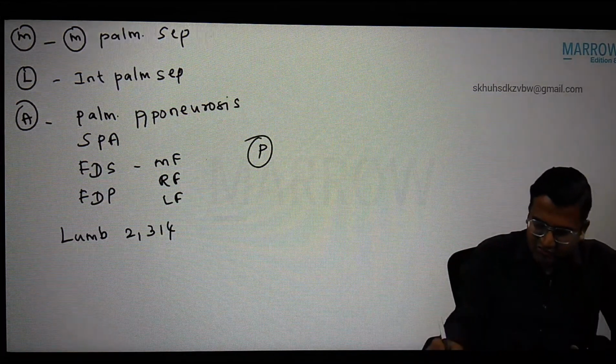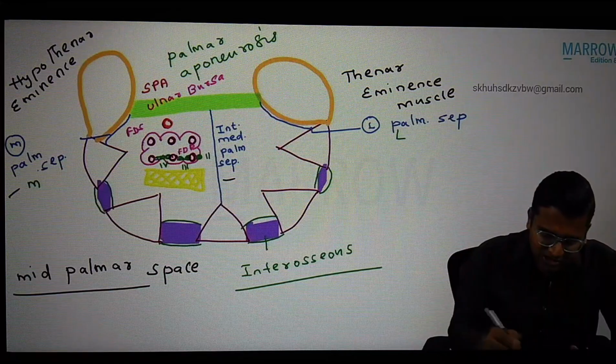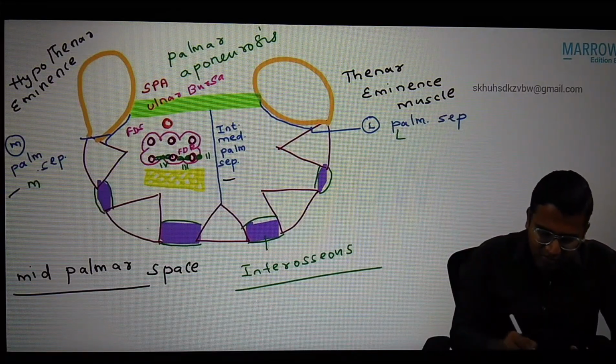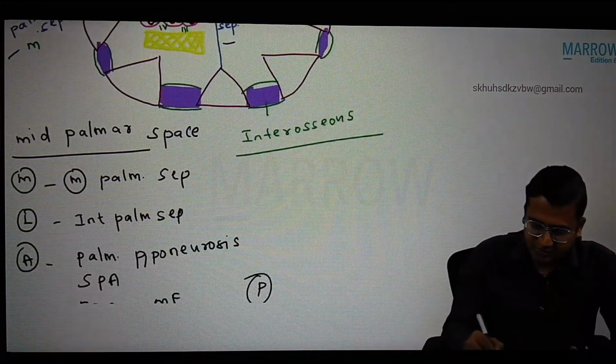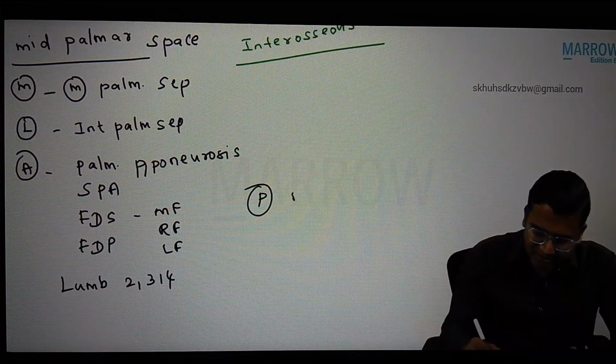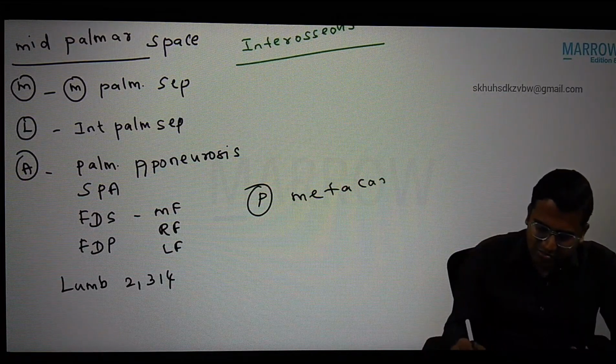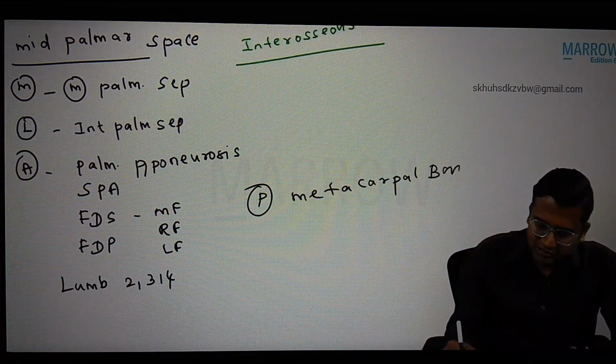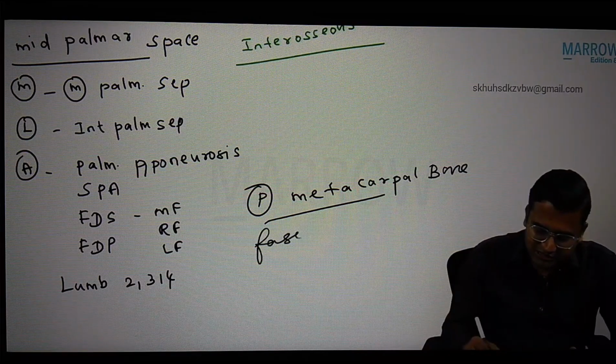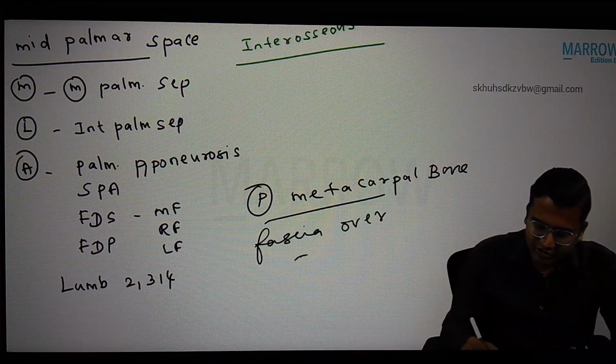Now posteriorly, what we have? Posteriorly, we have the metacarpal bone and the interosseous muscle. Posteriorly, metacarpal bone and the fascia over the interosseous muscle.